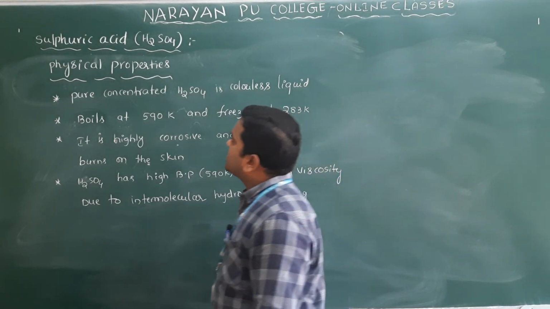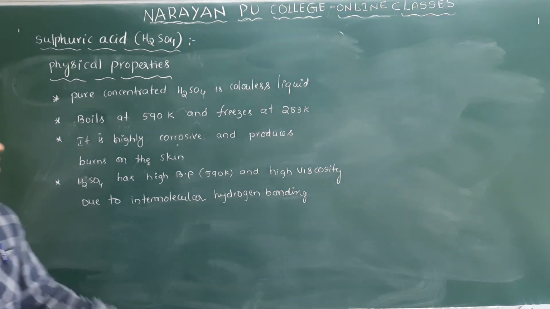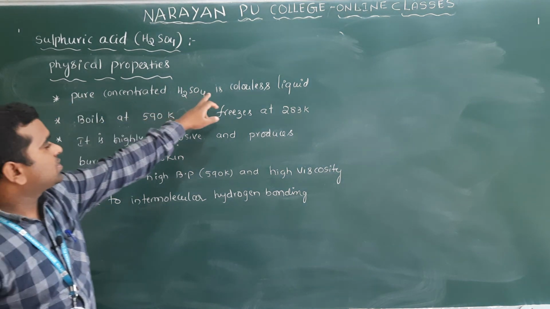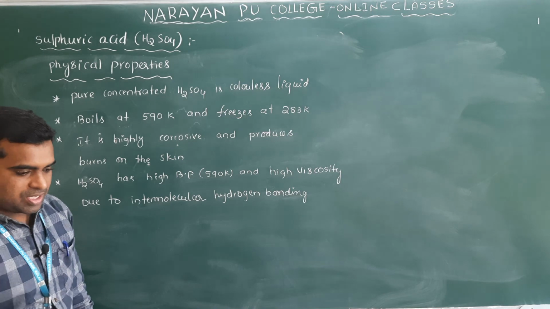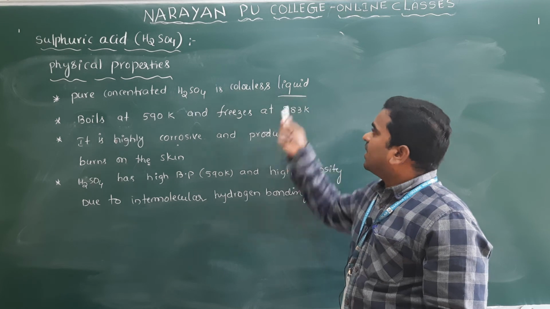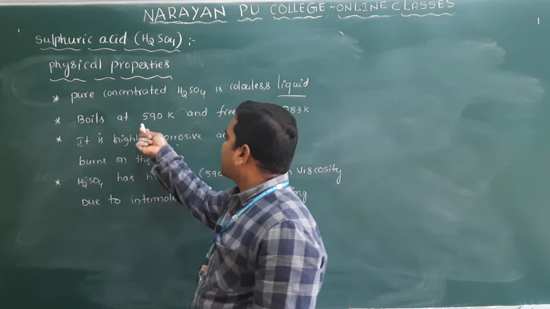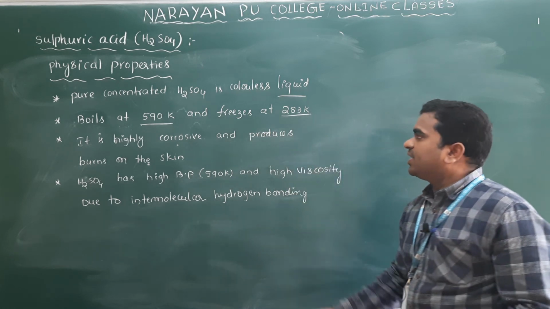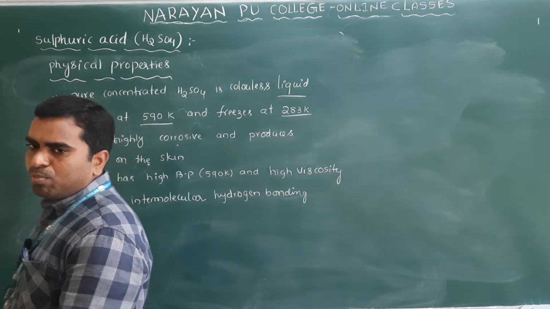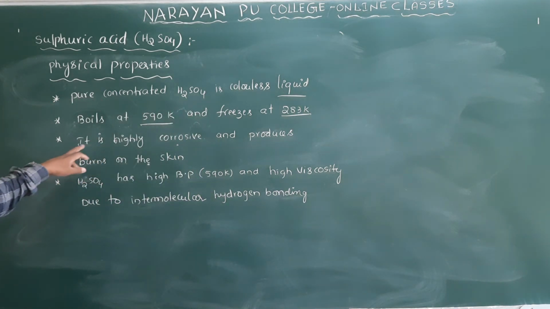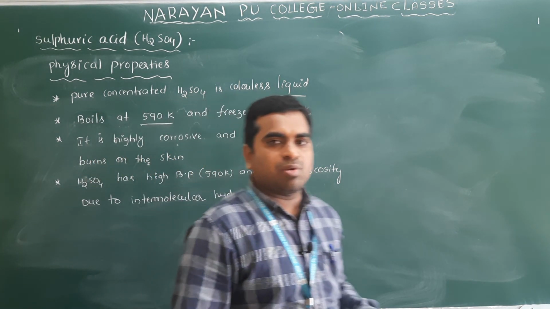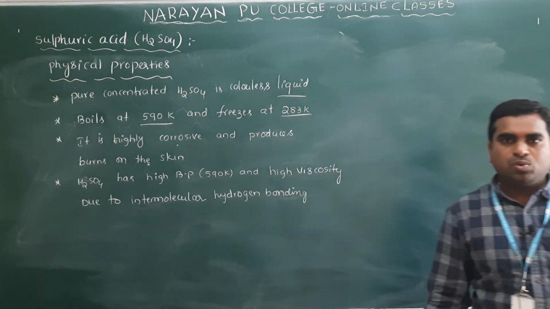So next is the physical properties of sulfuric acid. Clear? Some important properties are there. Pure concentrated H2SO4 is a colorless liquid. You might have seen H2SO4 in the laboratory. Clear? So it is a colorless liquid. Next, it boils at 590 Kelvin and freezes at 283 Kelvin. Clear? Very important point here, because H2SO4 has a very high boiling point. It is highly corrosive and produces burns on the skin. So when you are working in the laboratory, we always instruct you to wear the apron.